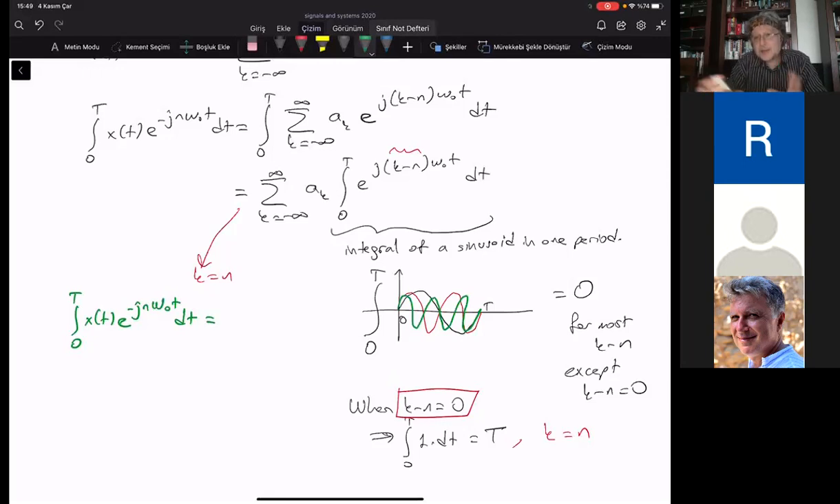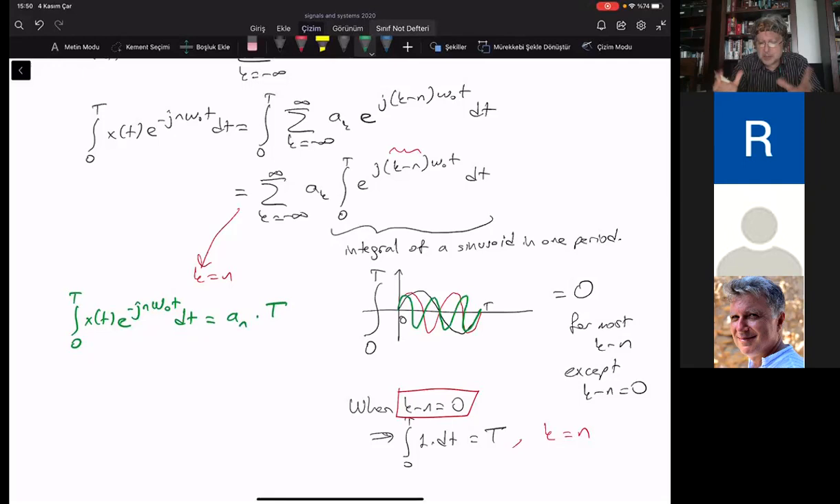Now at the right-hand side, I will have only one instance of this k summation from minus infinity to infinity. When k becomes equal to n, that summation will have a non-zero term. For all other k values, that summation will have 0 contribution. So the right-hand side will be, when k is equal to n, a_n, and the rightmost expression, the integral, becomes capital T.